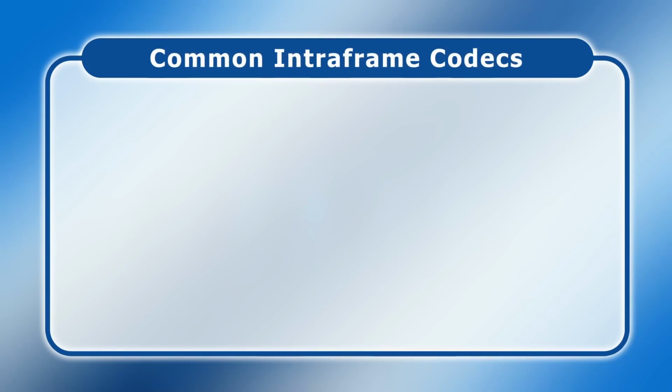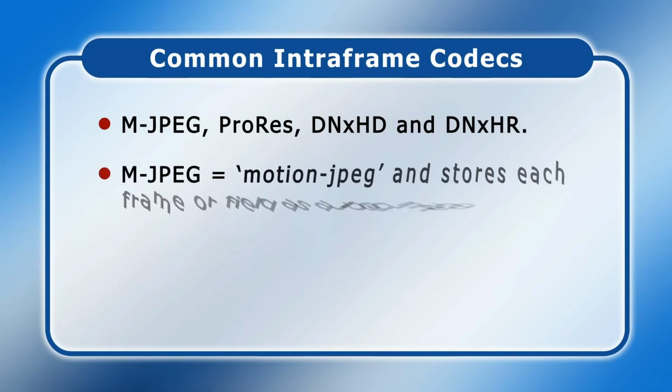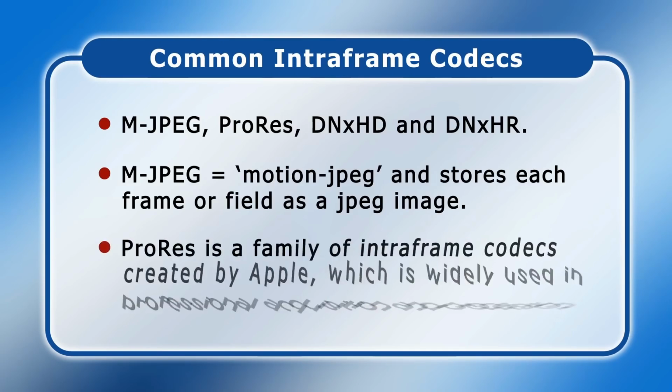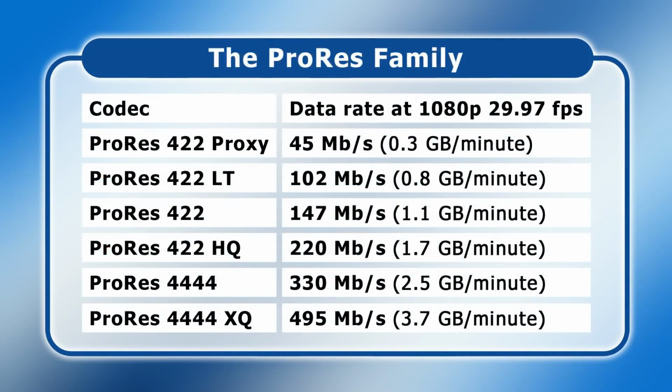Common intraframe codecs include MJPEG, ProRes, DNxHD and DNxHR. As you may guess, MJPEG stands for Motion JPEG and stores each video frame or field as an individual JPEG image. ProRes is a family of intraframe codecs created by Apple, which is widely used in professional video acquisition and production. The different codecs in the ProRes family are named ProRes 422 Proxy, which has the lowest data rate and quality, up to ProRes 4444XQ, which has a very high data rate and produces very large files.